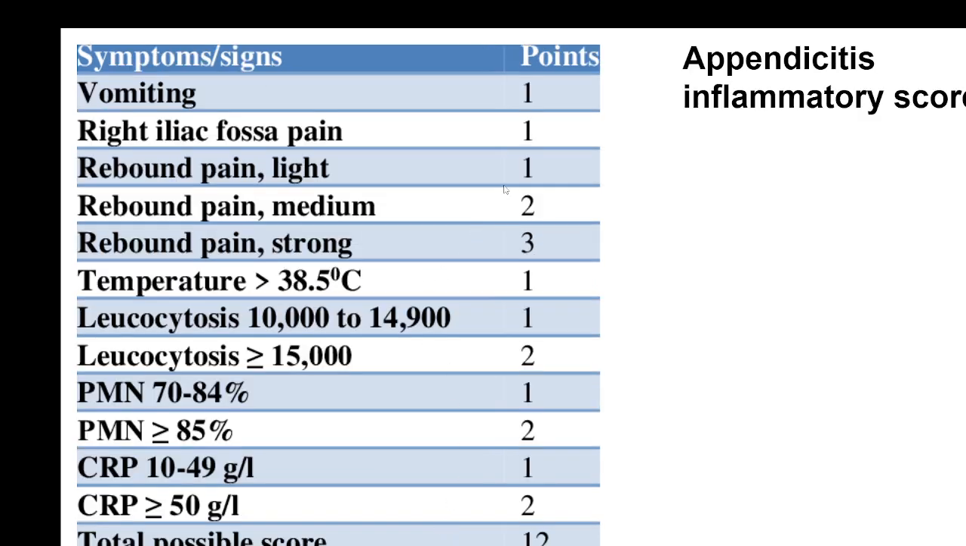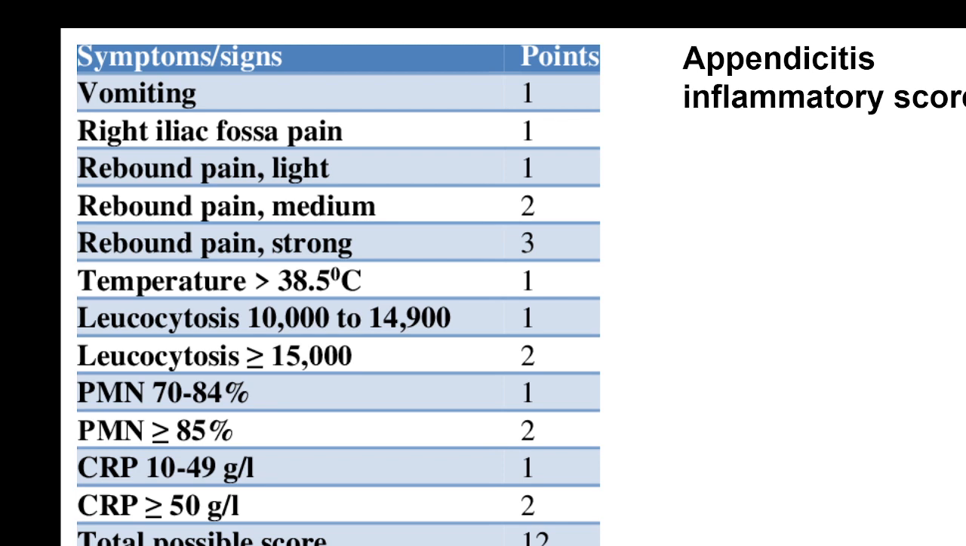Or there is another method, the appendicitis inflammatory response score, or AIR score, where again it's a similar issue, but there is somewhat more detail, like vomiting 1, right iliac fossa pain 1, rebound pain graded: moderate is 1, if it is medium 2, if it is strong then 3. Temperature more than 38.5, then 1. Leukocytes between 10,000 and 14,900, 1. If it is more than 15,000, 2. If polymorphonuclear leukocytosis is 70 to 84%, 1. If it is more than 85%, 2. And CRP is also added. CRP 10 to 49 is 1, more than 50, 2.